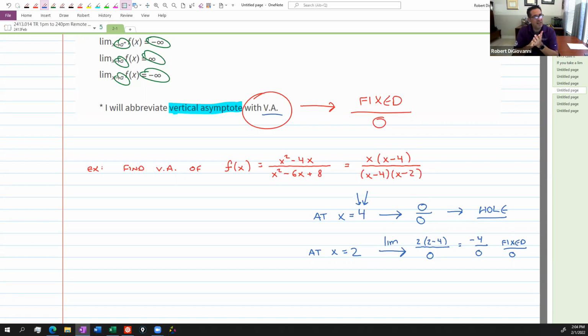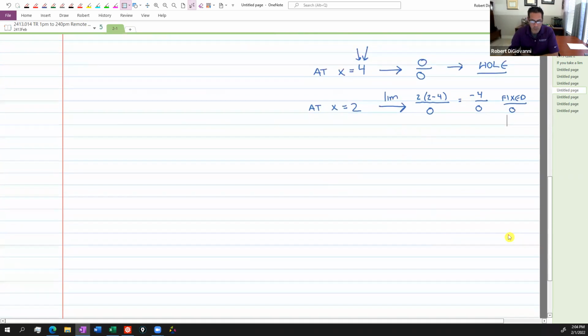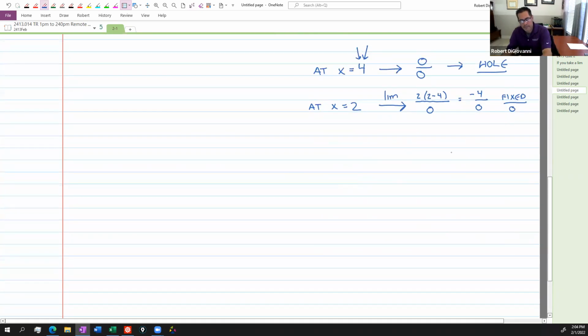Does that make sense? If you have a function and you're trying to figure out where the top is fixed, but the bottom is not, and it's headed to zero, right? I'm getting some weird looks on your faces. Let me give you another one.